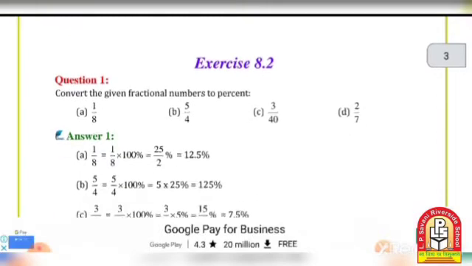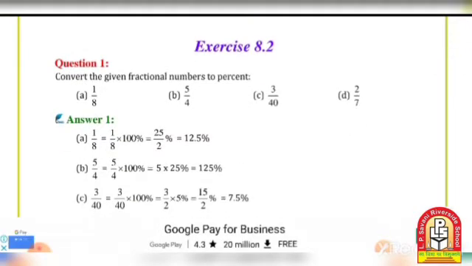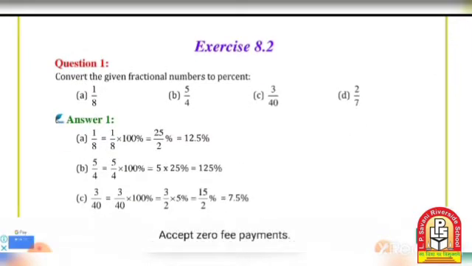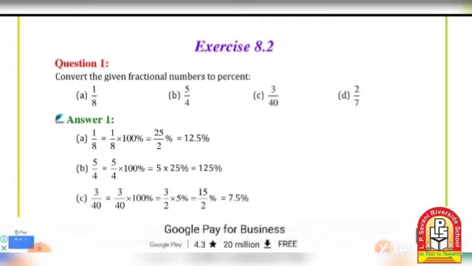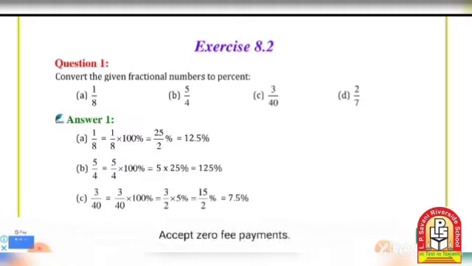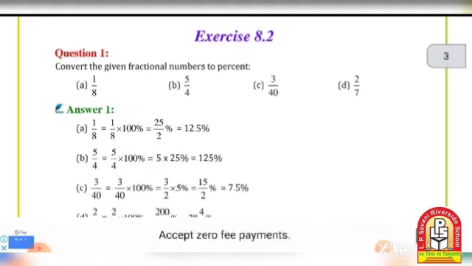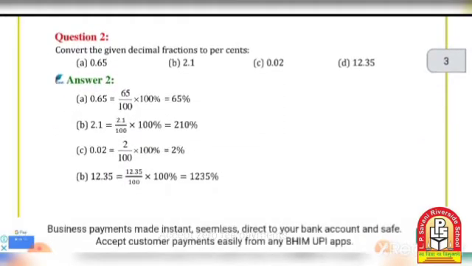Then in exercise 8.2, convert the given fractional number to percentage. So we have to find the percentage for the given fractional number. So 1 upon 8 multiplied by 100 percent, that is a fractional number which we convert into percentage. Then question number 2, convert the given decimal fraction to percentage.